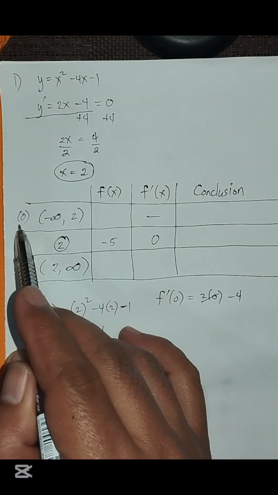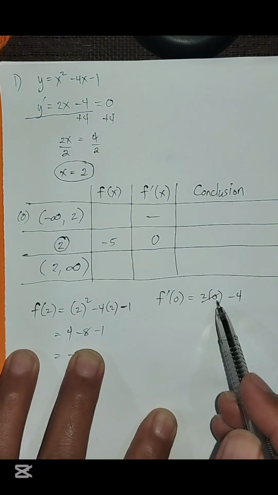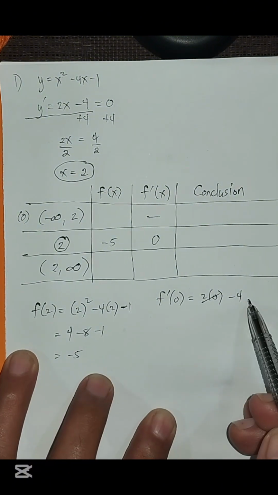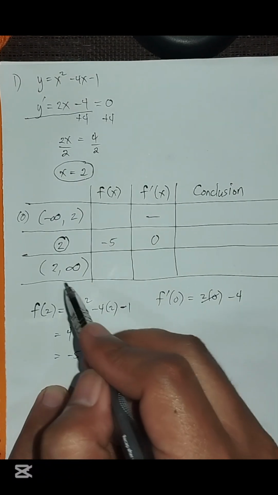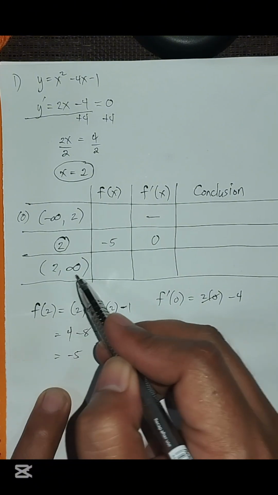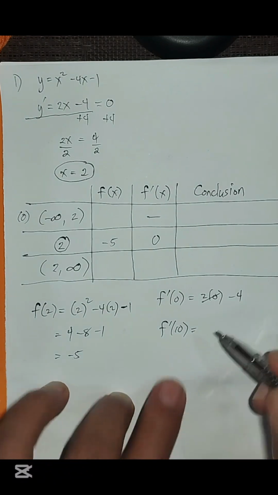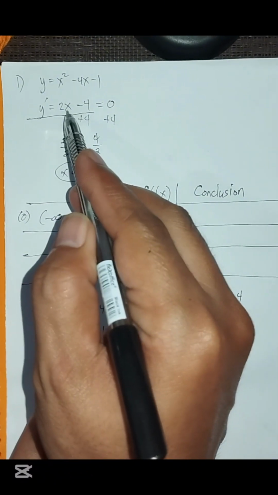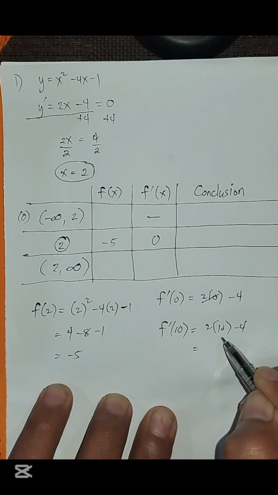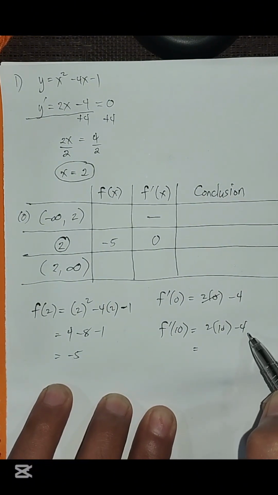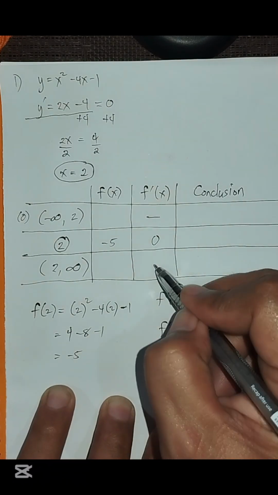Okay, so if we substitute, let's try a negative number. So if we have a negative number here, 2 times a negative number is a negative number, minus 4, so it's still a negative number. Okay, and then let's choose a number from this interval, 2 to positive infinity. So let's say 10. So we have f prime of 10. Substitute 10 in this derivative, 2x minus 4, so we have 2 times 10 minus 4. So 2 times 10 is 20, minus 4 is equal to 16. Okay, so that is positive.